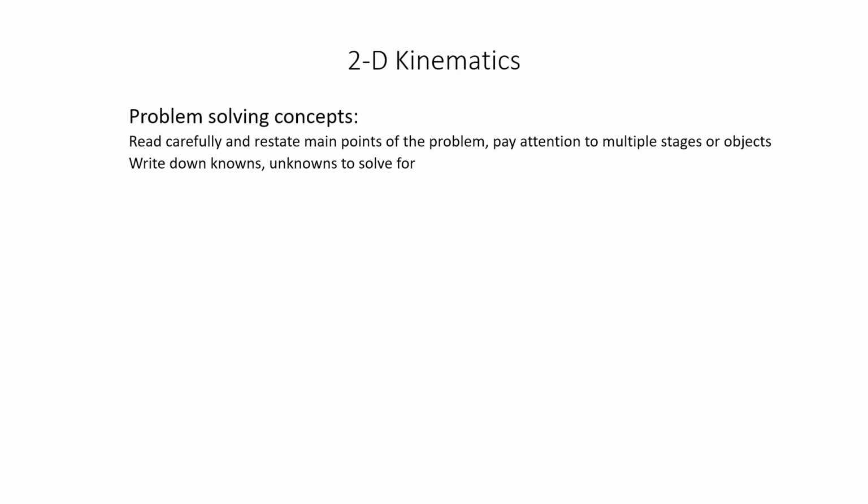Let's discuss the main concepts of problem solving in 2D kinematics. First thing to do is carefully read the problem statement. Sometimes it helps to restate the main points of the problem to get solid on what's going on in the system. Pay special attention to multiple stages in the problem or multiple objects. Then the next thing to do is write down the known variables and the unknowns that I'm going to solve for.